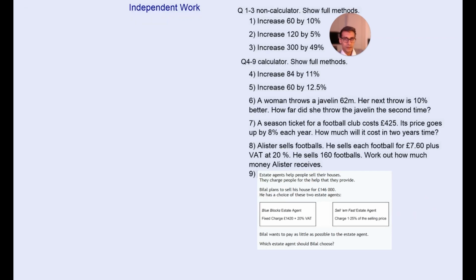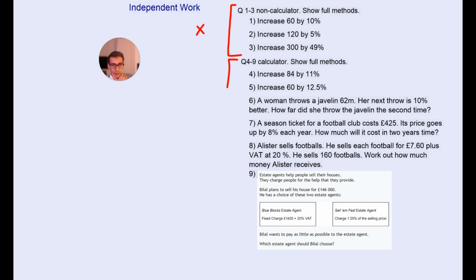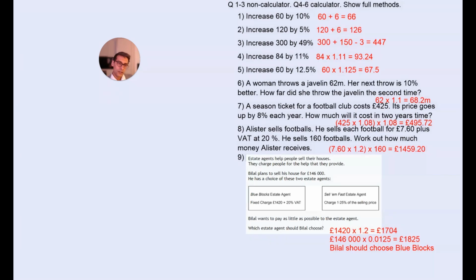Okay, so here is the final exercise for you to work out. Now, questions 1 to 3, you should not be using a calculator. Questions 4 to 9, you can use a calculator to work these out. Okay, so pause the video and have a go. I'm going to show you the answers in 3, 2, 1. Those are the answers. And we're going to stop there.